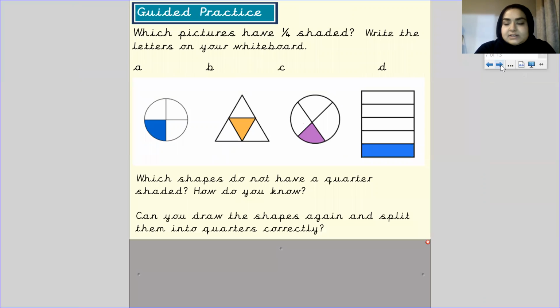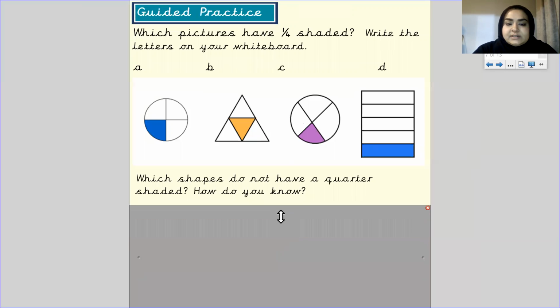Now, guided practice number 3. Which pictures have 1 quarter shaded? Write the letters on your mini whiteboards, okay? Then you need to do the next step, which is which shapes do not have a quarter shaded? How do you know? All right, fantastic. So complete this guided practice on your mini whiteboard, then come back to my screen when you are ready.